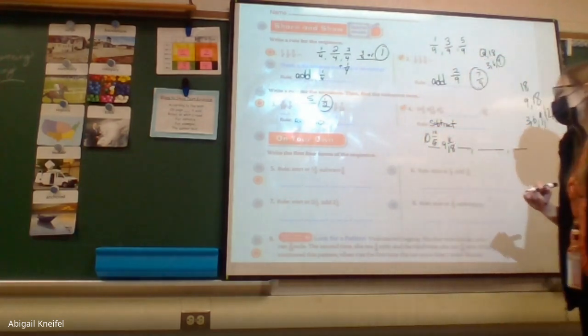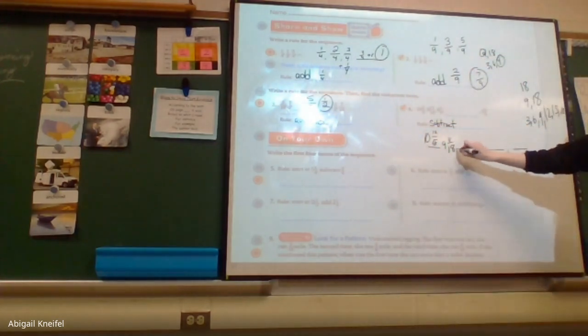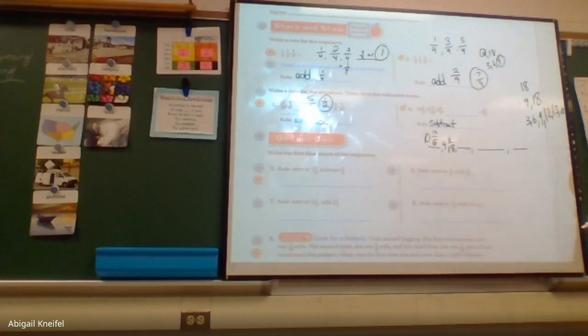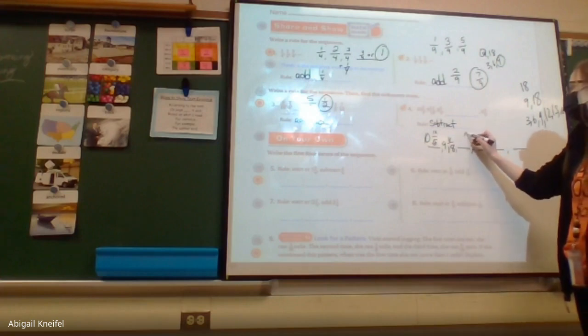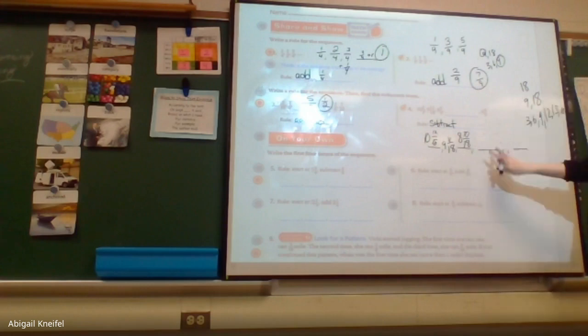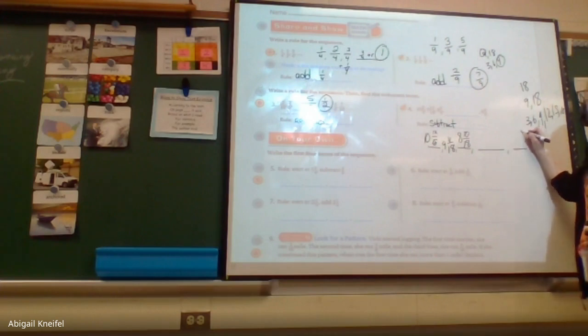9 and 11 eighteenths. And now my next term. How many times do I multiply 9 to get to 18? 2. 2 times 5 is 10. So I have 8 and 10 over 18. This is my blank term. We don't know it yet. And 6 and 4 ninths. How many times do I multiply 9 to get to 18? 2. 4 times 2 is 8. So I have 6 and 8 over 18.